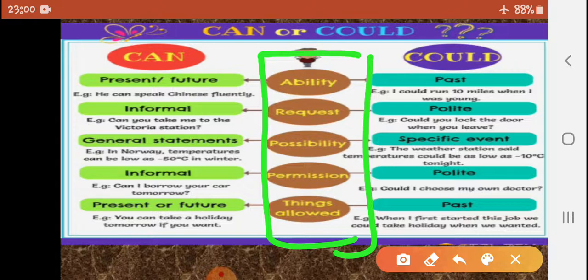Fourth thing, permission. When we talk about informal permission, you can use can, like while you are talking to your mother in the kitchen. Can I help you, mama? Can I do this for you?